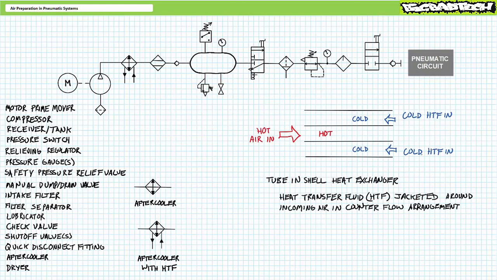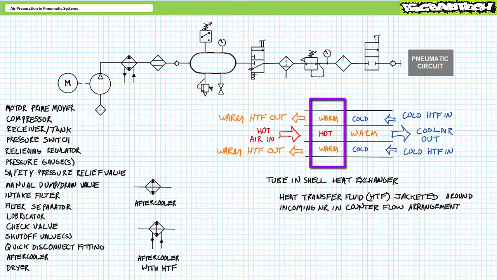If an aftercooler features an air or liquid heat transfer fluid, or HTF, the HTF should travel counter to the airflow. This counterflow arrangement ensures that a continual temperature gradient occurs the length of the aftercooler tube and shell heat exchanger, where the air to be cooled travels in the center, and the HTF is jacketed around the outside, flowing the other way. The cooled air leaving the aftercooler heat exchanger is still warmer than the fresh HTF entering. Similarly, the warmed HTF leaving the aftercooler heat exchanger is still cooler than the hot air entering. Thus, heat is continually extracted the length of the heat exchanger.